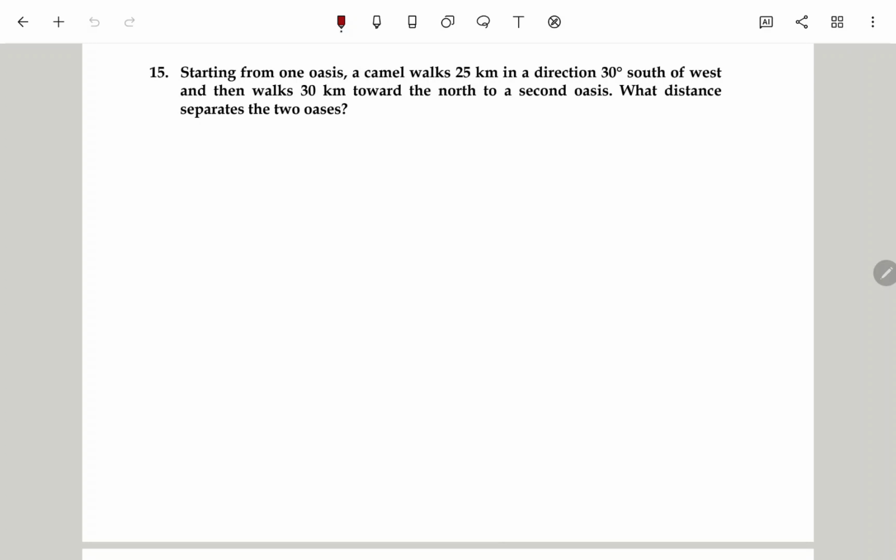Starting from one axis, a camel walks 25 kilometers in a direction of 30 degrees south of west and then walks 30 kilometers toward north to a second axis. What distance separates the two axes? Now let's just represent the situation here. The camel walks 25 kilometers in a direction 30 degrees south of west, assuming that this is north, this is east, and this is south, and this is west. Now 30 degrees south of west, it's like this one here.